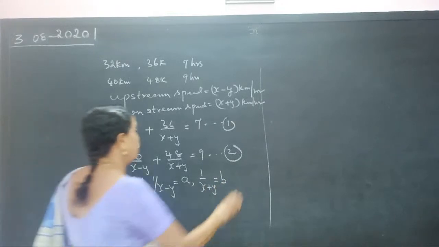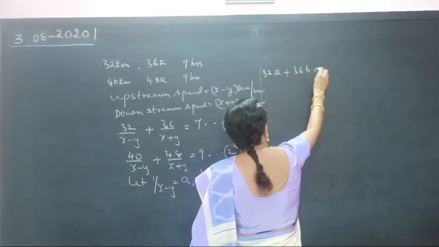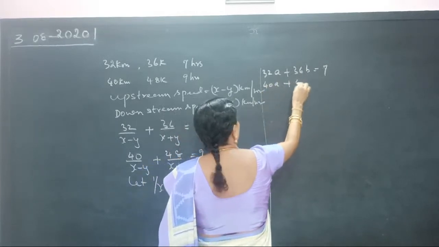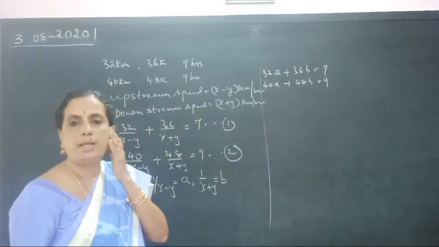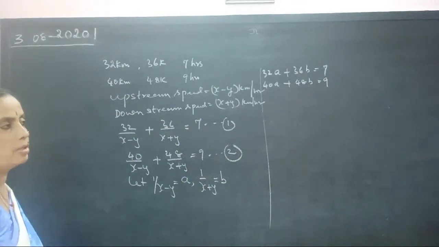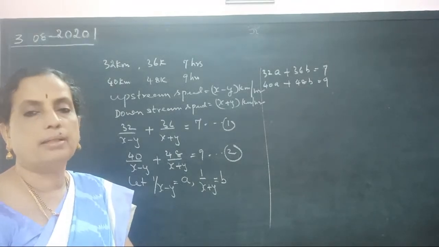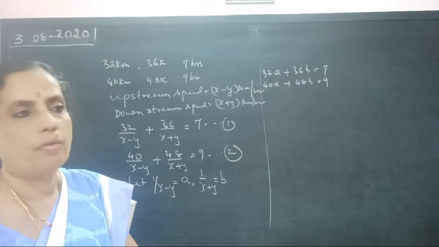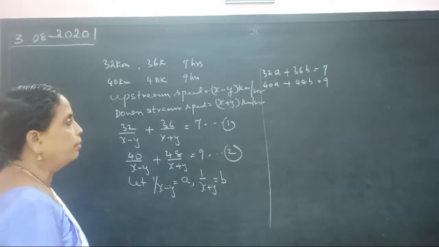Now the equation becomes 32a plus 36b equals 7. Then 40a plus 48b equals 9. If there is a chance of taking off the common factor, you can take. Otherwise, we have to do either by substitution or elimination method, because cross multiplication method has been removed from the syllabus. So we have to opt either the substitution method or the elimination method.